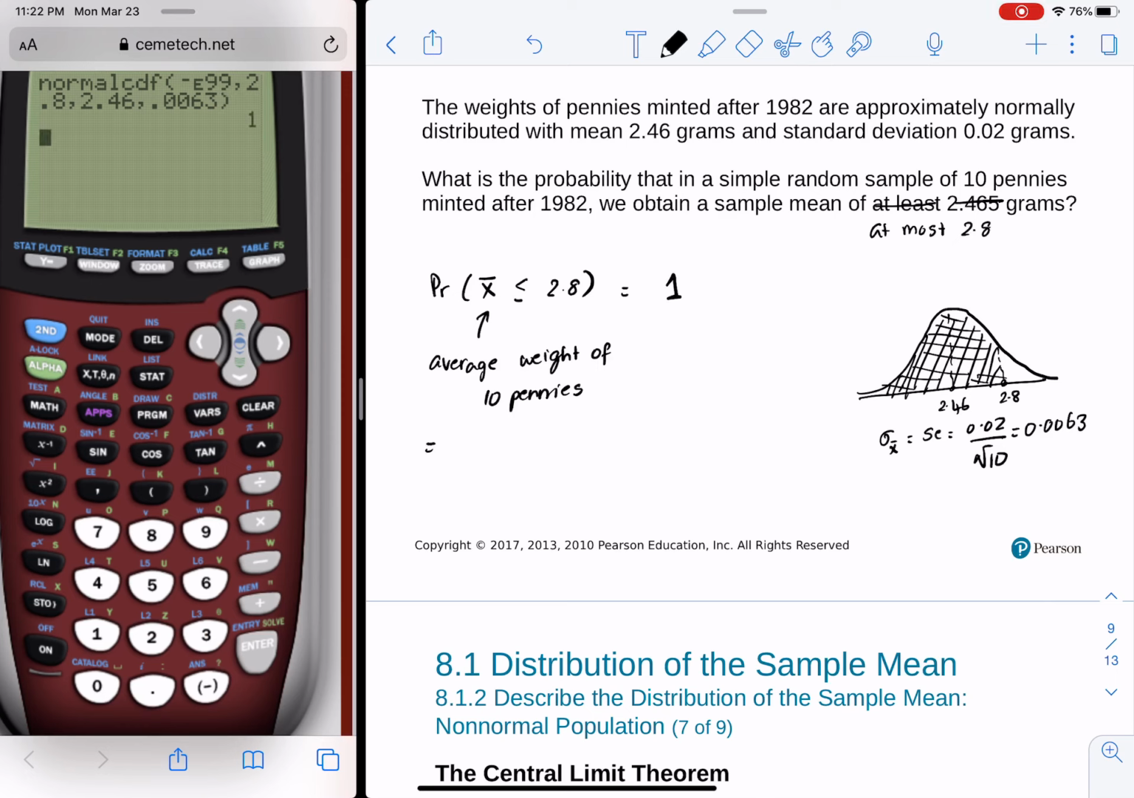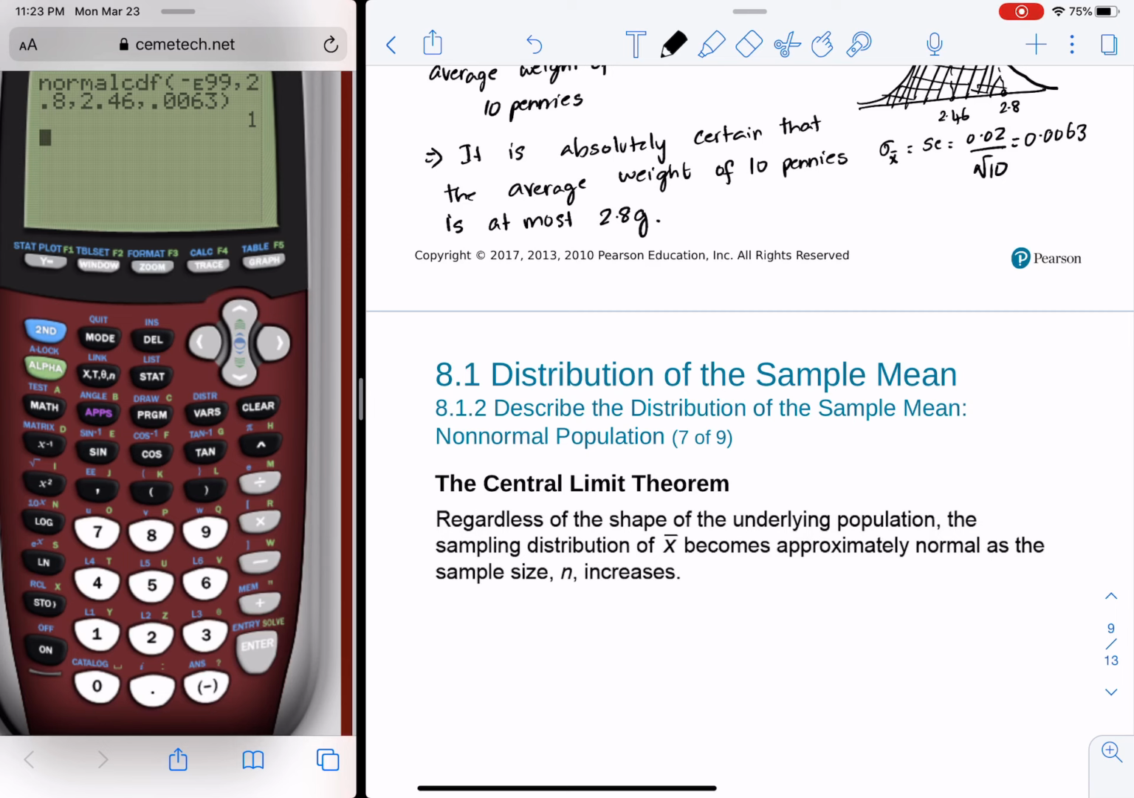What does it say? It is absolutely certain that the average weight of 10 pennies is at most 2.8 grams.